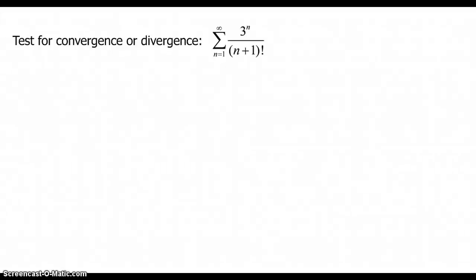Let's continue working examples for the absolute ratio test. Here's another one. It's a positive test. We don't have any alternating terms in here. But again, we can continue using the absolute ratio test. It won't hurt a thing.